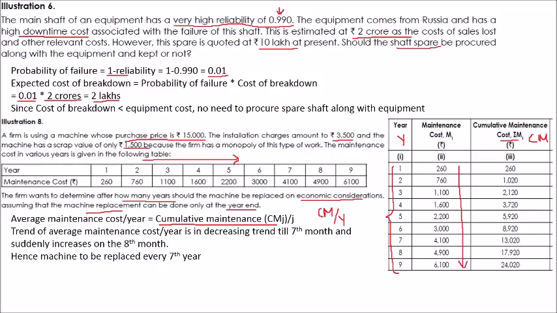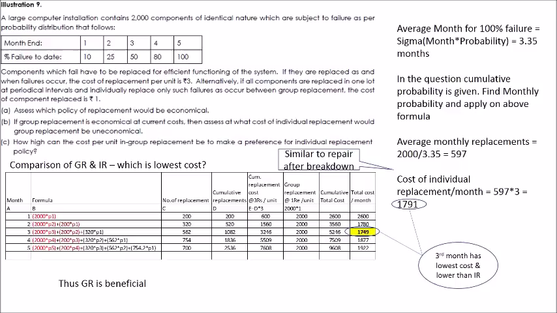So every 7th year machine should be replaced. So guys, moving to the next problem. We are here with the last problem, which is illustration number 9. Illustration number 9 has the same importance as illustration number 4. It has a lot of similarity with illustration number 4, but there are a lot of differences also.